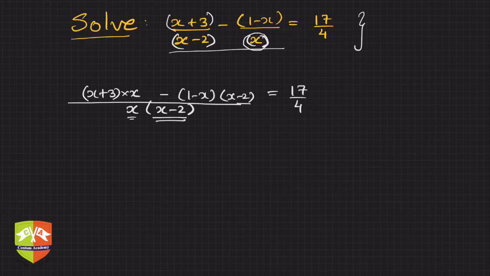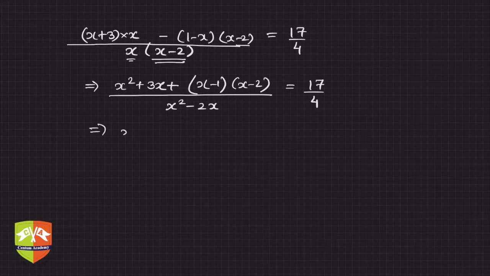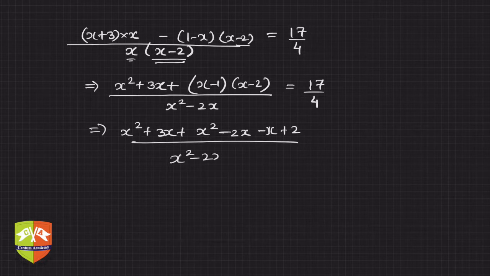Now, what to do? Simplify. The LHS will be x² + 3x, open the brackets, and then minus (1 − x) can be written as plus (x − 1)(x − 2). For avoiding errors, I have done this, and the denominator is nothing but x² − 2x. This is 17 upon 4. Now it is x² + 3x plus, opening the brackets, x² − 2x − x + 2, divided by x² − 2x, equal to 17 upon 4.